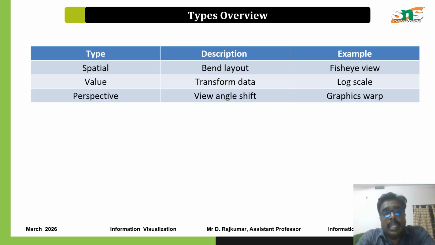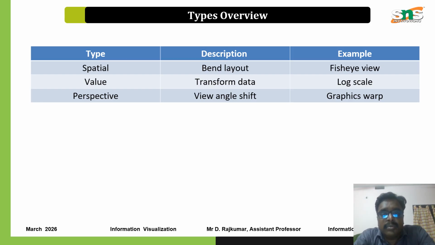Next is the types of overview. The first type is spatial, the next one is value, and the third one is perspective. In the spatial type, the description is a bent layout, for example the fisheye view. Everything in the spatial representation will be in a bent, eye-like layout, because the position of the eye of a fish is somewhat different.